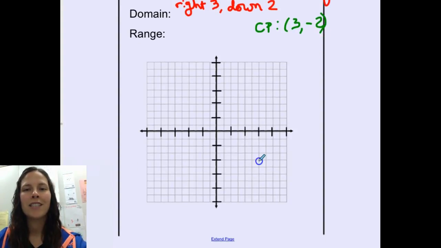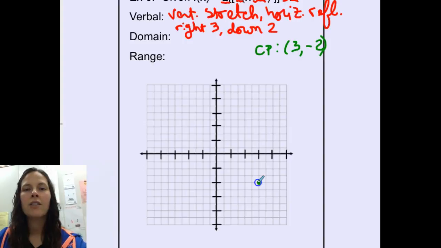Because it's easier to see for the step function, if I count each of these as 1, I'm going to do that. So over 3, down 2 is my new starting point. The vertical stretch does not affect the length of the bar. The length of the bar is horizontal.